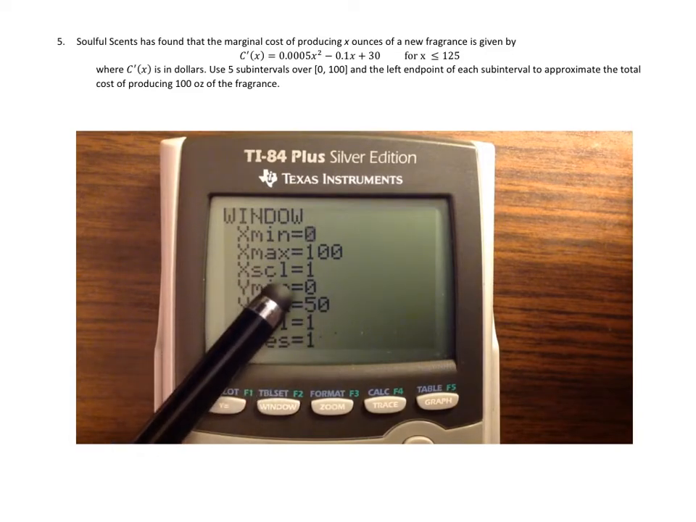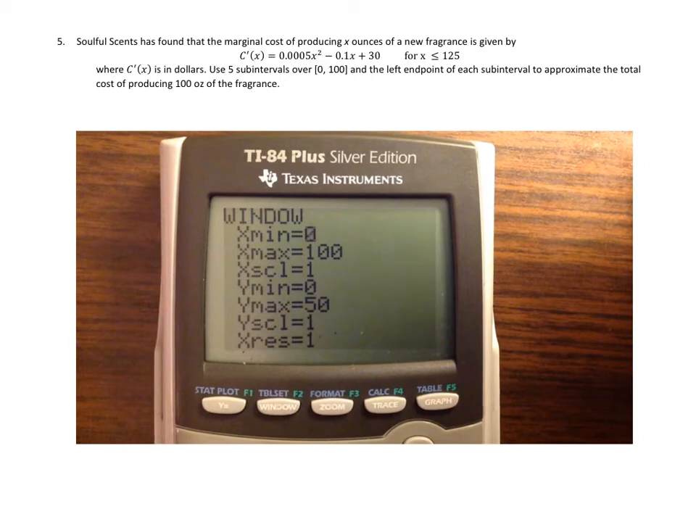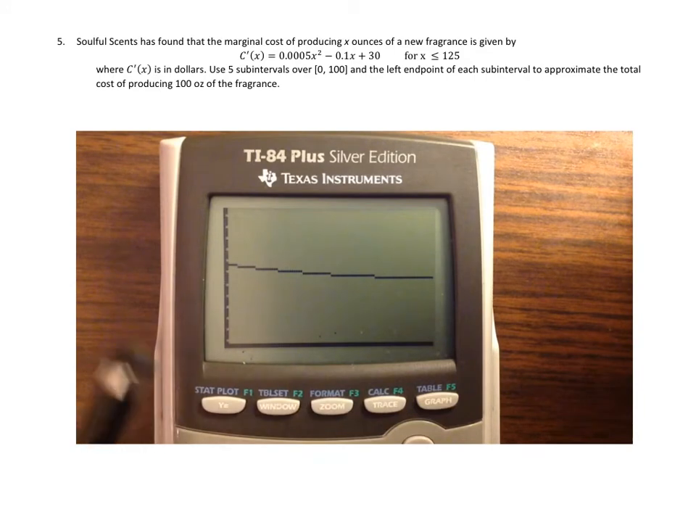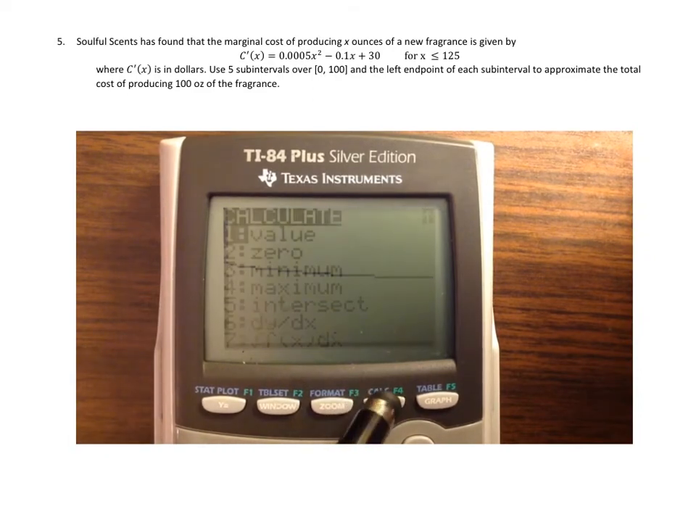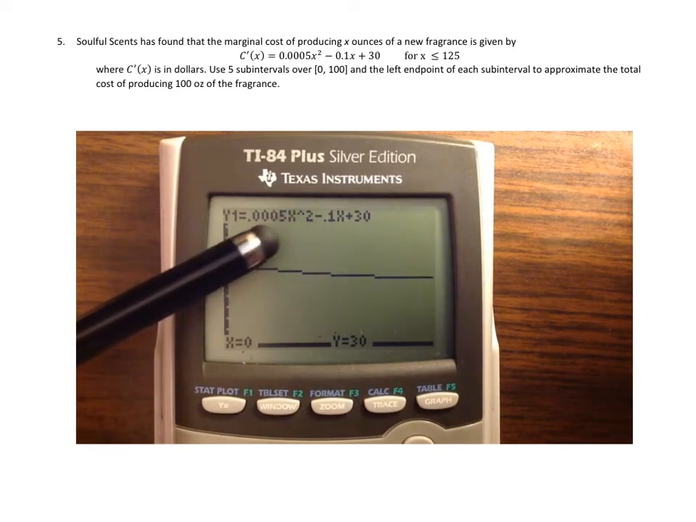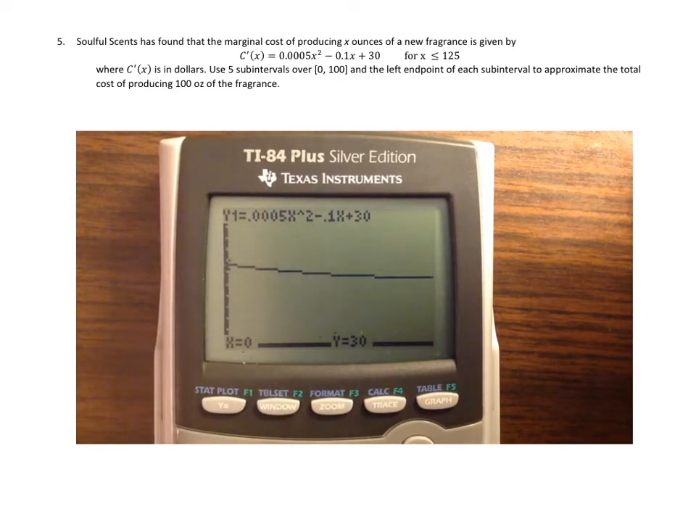I selected the y min to be 0 because it really doesn't make any sense to talk about x being negative, since x refers to the ounces of a new fragrance. So x is going to be positive. Next, we're going to hit graph, and there's a picture of our function. Notice if you're interested in what our y-intercept is, if we plug 0 in for x into our function, hitting value and selecting 0, our y-intercept is at 30. We could also see that by just evaluating the function at x equal to 0.